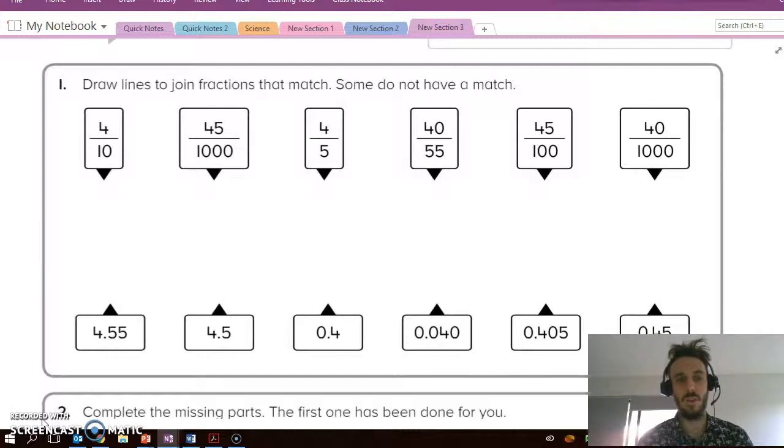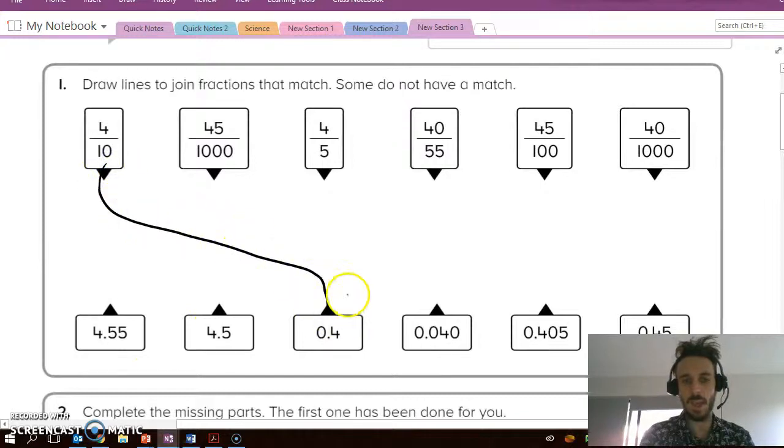Question 1 says, draw lines to join fractions that match, some do not have a match. Wow, that is a badly worded question, but I understand what it's saying. Going to look at this one first. It's 4 over 10. I know that that's 4/10. I can see 4/10 over here. 0.4 has got 4 in the tenths. Easy. This one is 45 over 1,000, so that's 45 thousandths.